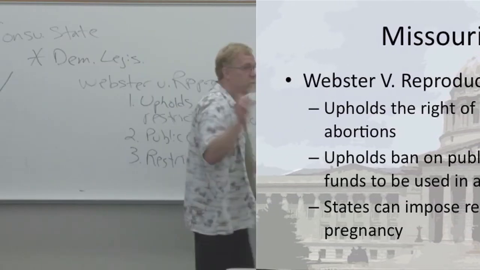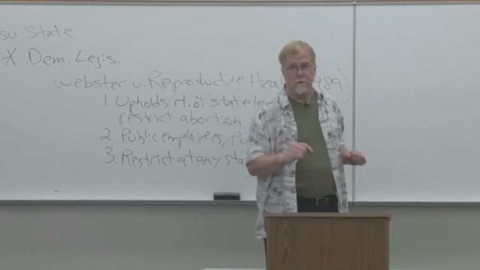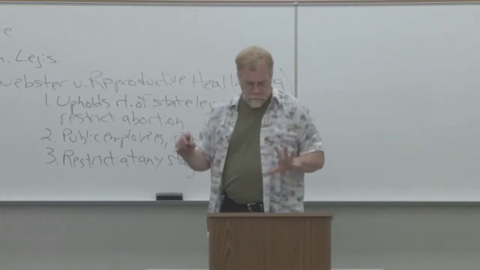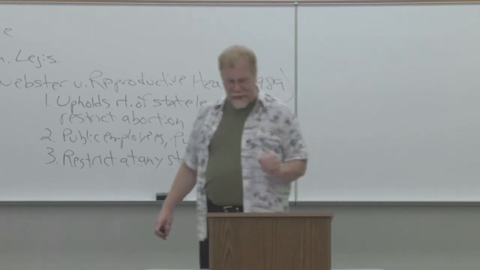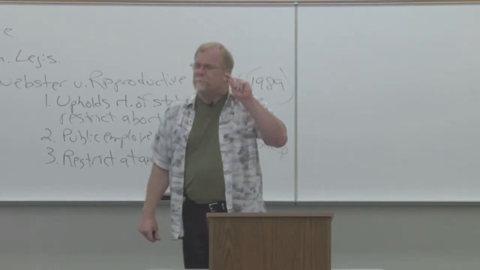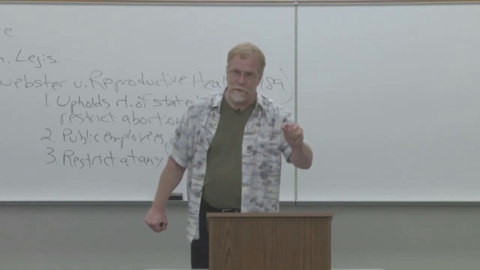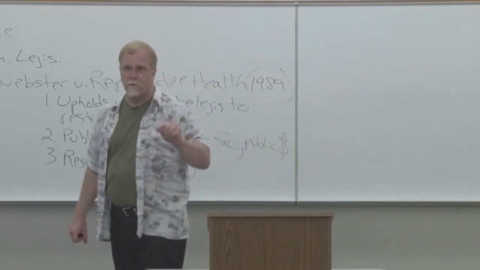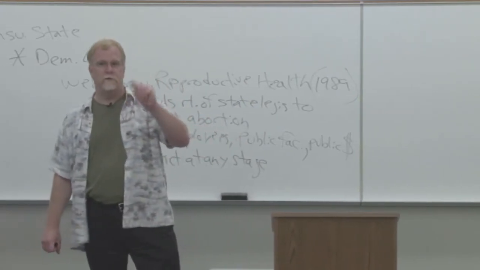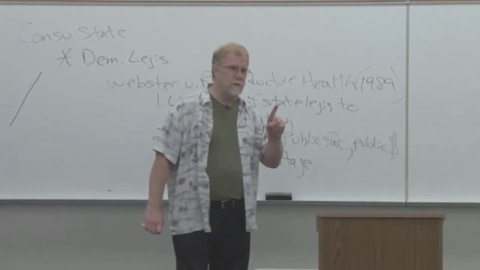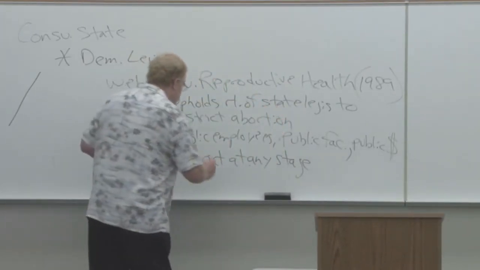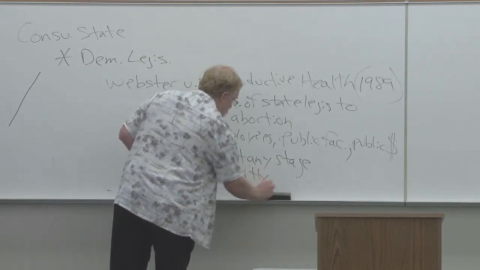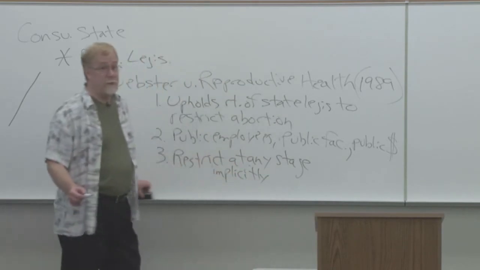Now, the Supreme Court of the United States is always very careful. It doesn't overreach or overstate. The states could impose regulations at any stage of pregnancy. That implicitly overturns the trimester formula that was established in Roe versus Wade. Implicitly overturns. Now, I say implicitly because they don't do so explicitly.